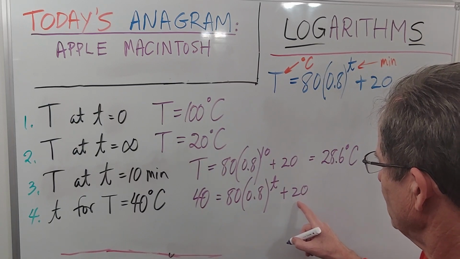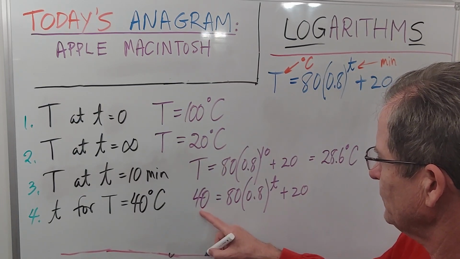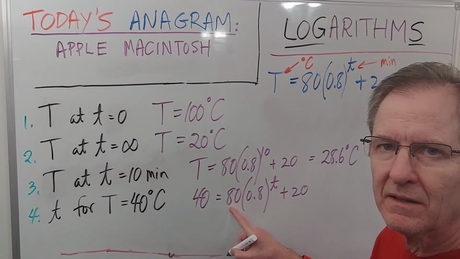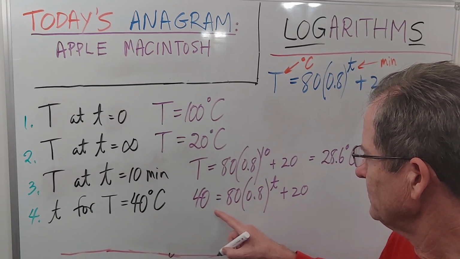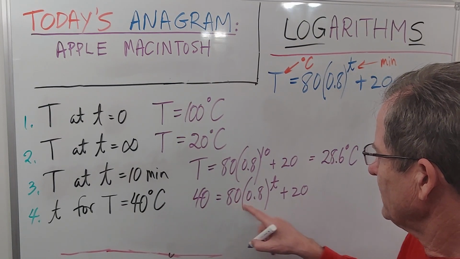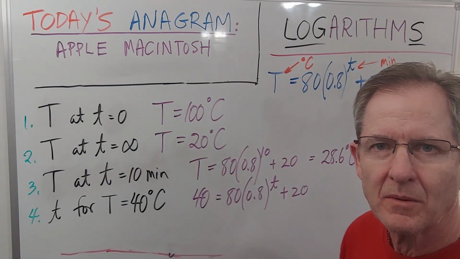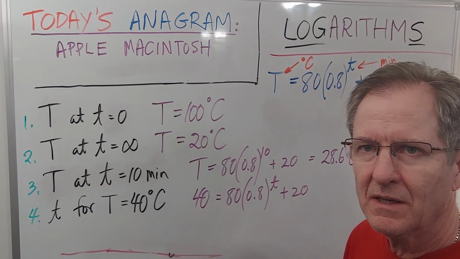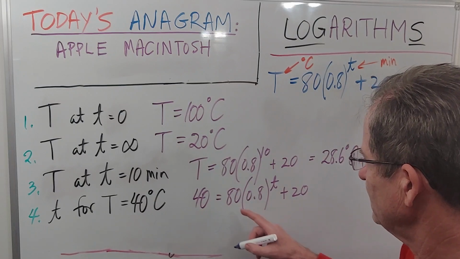Well, the first thing you should do is bring the 20 over. So 40 minus 20 is also 20. Then divide it by 80. If you take the log of both sides, when you have 20 equals that's a product. So you have to use the formula for the log of a product, which we've talked about in the last couple videos. But that gets messy, so it's better to divide by 80.